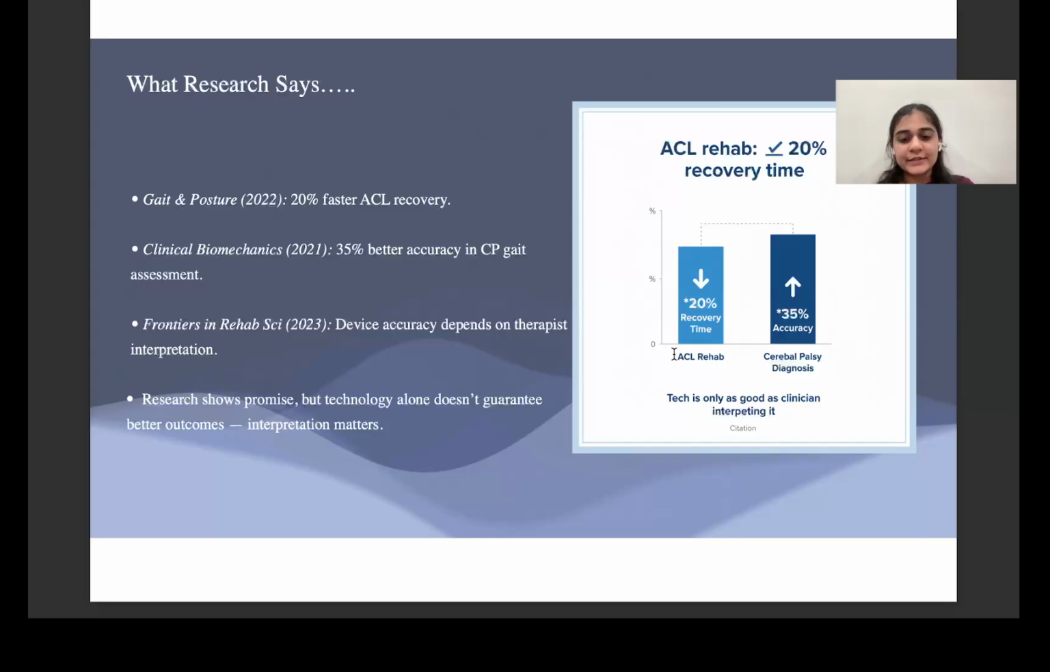So what does the research say? The research studies showed that 3D gait analysis improves diagnosis accuracy and helps predict outcomes better than 2D observation alone. One study in the Journal of Biomechanics found that captured data improved treatment planning of stroke patients by 25%. It decreased recovery time by 20% and improved cerebral palsy diagnosis accuracy by 35%. So this is what the research said, that it's better to have that.